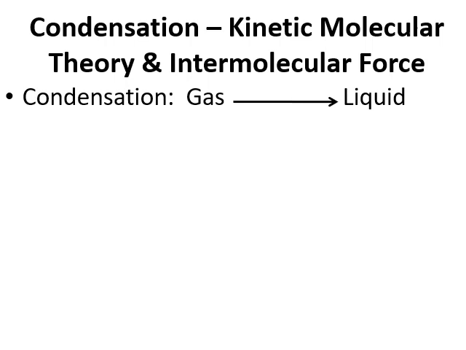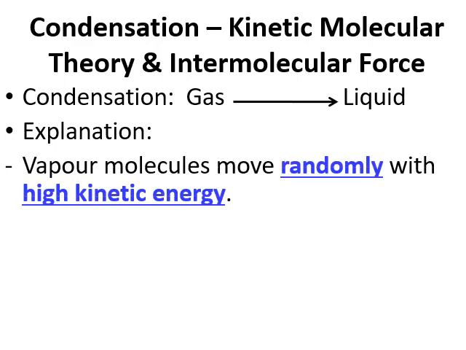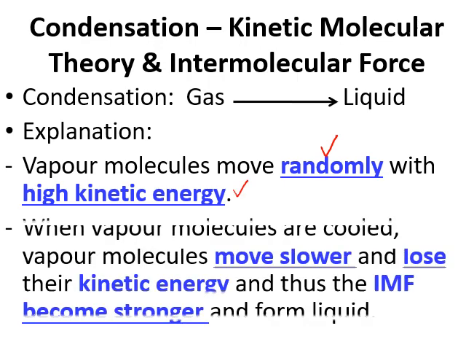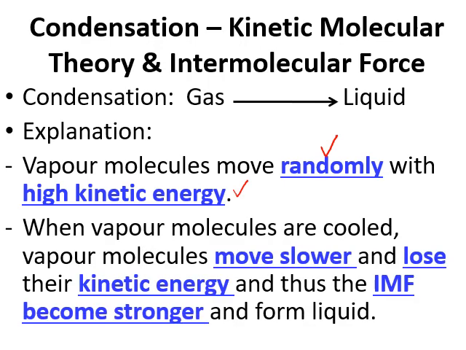Now let's explain the condensation process based on the kinetic molecular theory. So condensation process is where gases turn to liquid. Vapor generally moves randomly at high kinetic energy. When the vapor is cooled down, the molecules will move slower and they will lose some of their kinetic energy. And then they come closer to each other, which causes the intermolecular force to become stronger, and then they are in the liquid form.